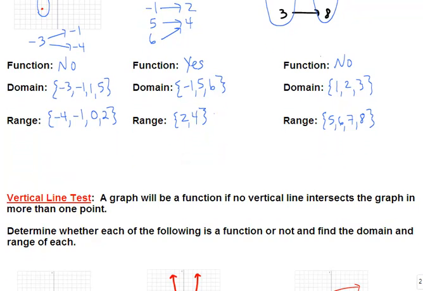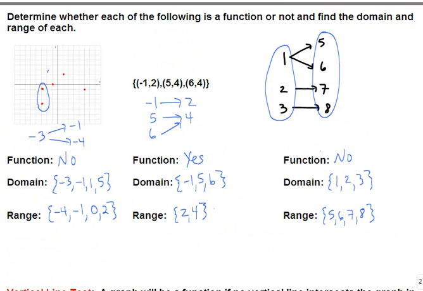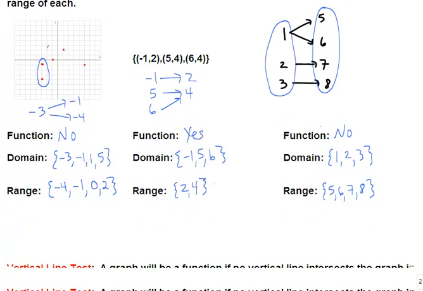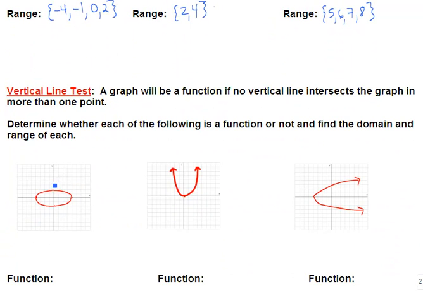Okay? Now, those examples all had distinct points. So when we wrote our domains and our ranges, they were written as sets. In the next few examples, we're going to have nice connected graphs. So when we write our domains and ranges for these, we're going to be using not sets, but interval notation. And we're also going to be using a new test called the vertical line test, which is an easy visual test to use to determine if something is a function or not.